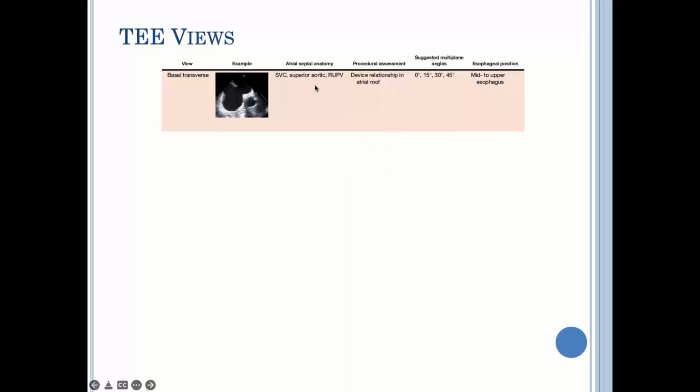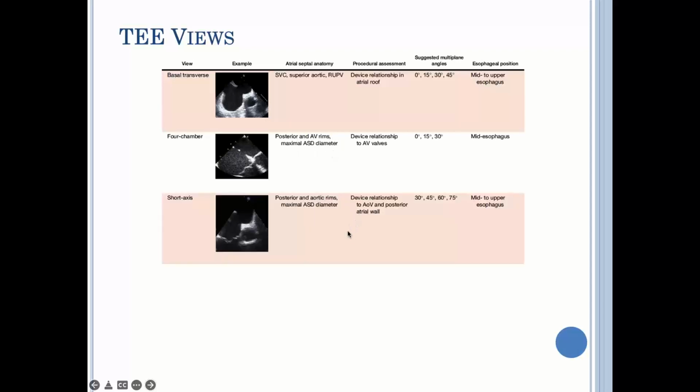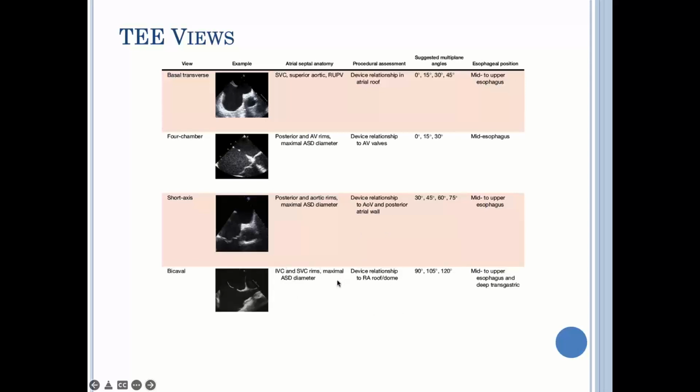And again, what I found helpful here was in the basal transverse view, looking at the right upper pulmonary vein, which again can have anomalous drainage in SVC type sinus venosus defects, or looking at the 4-chamber views and looking at the atrioventricular rims. And again, the short axis view, if there's a device, they can look at the relationship to the aortic valve and the posterior atrial wall. And in the bicaval view, which I've shown some images of earlier, they can look at the IVC and SVC rims.